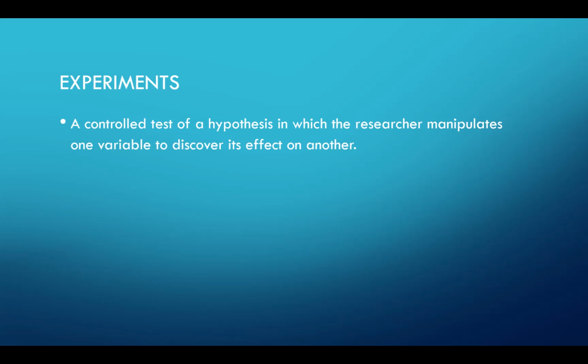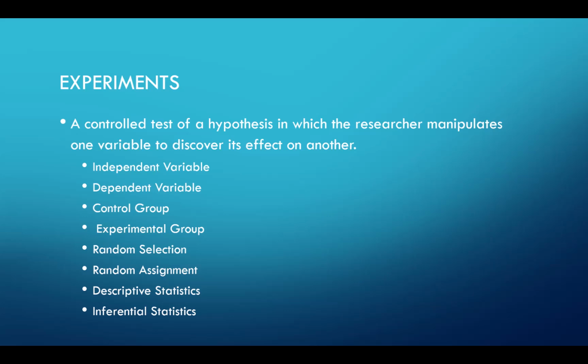An experiment is a controlled test of a hypothesis in which the researcher manipulates one variable to determine its effect on the other. And while we discuss experiments, these are some of the terms that we will come across. In this video in particular, we'll talk about independent variables, dependent variables, control group, and experimental groups.